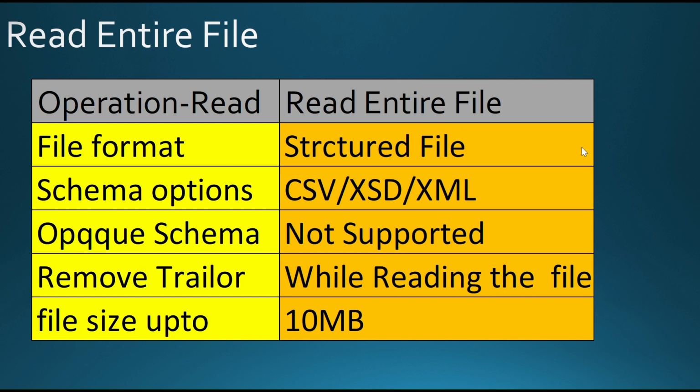The first one is the read entire file. By using this operation, you can read the complete file from the SFTP location. Alright. While configuring this read entire file operation through stage file activity, you have to make sure that you mention what kind of structure we are going to read. Okay, you have to mention the schema options, either CSV file, XSD file, or XML file.